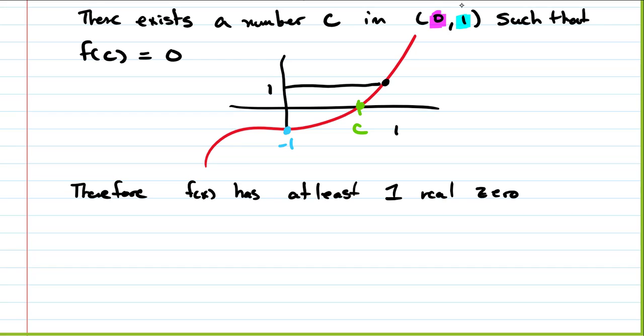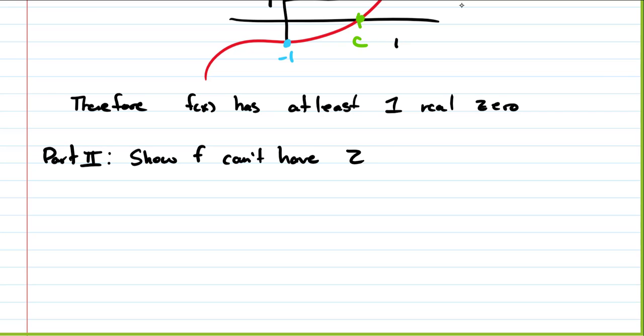So now we want to do part 2, which is we are going to show that f can't have 2 or more zeros. So to do that, to show that it can't have 2 or more zeros, we're going to assume that it does have 2 and show that that leads to an impossible situation. So this is called proof by contradiction.